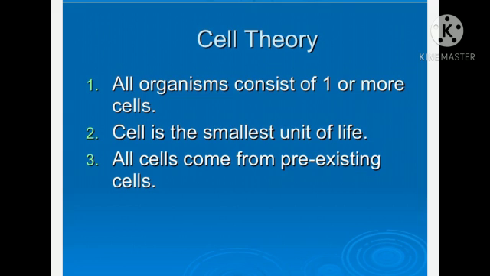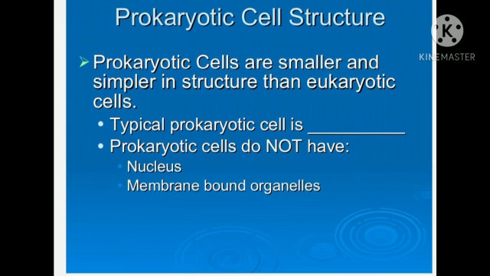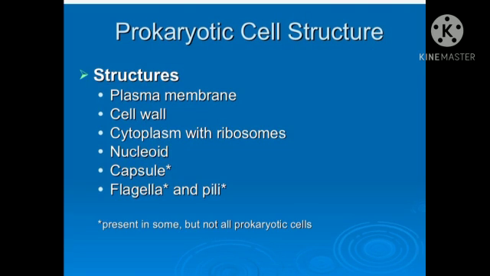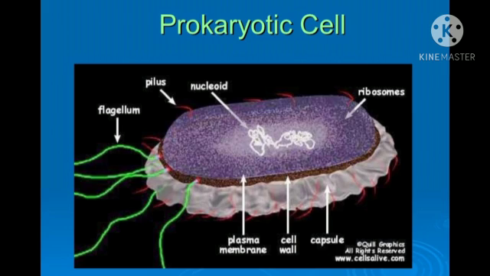There are two types of cells: prokaryotic cell and eukaryotic cell. Prokaryotic cells are smaller and simpler in structure than eukaryotic cells. A typical prokaryotic cell is a bacterial cell. Prokaryotic cells do not have a nucleus or membrane-bound organelles, but they consist of plasma membrane, cell wall, cytoplasm with ribosomes, and nucleoid. Capsule, flagella and pili are present in some but not all prokaryotic cells. This is the prokaryotic cell.